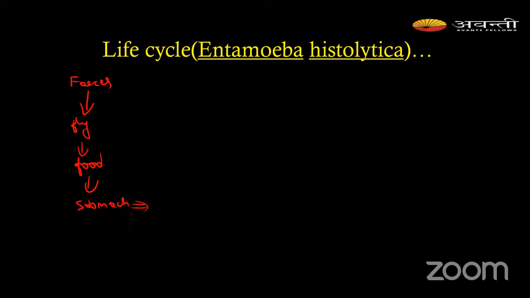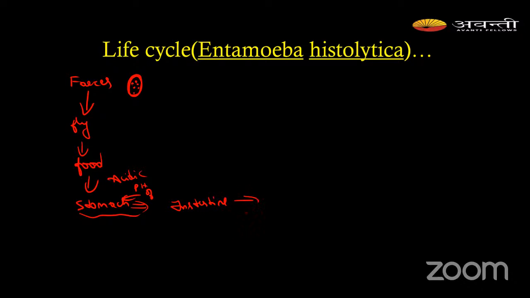In the stomach, we have acidic pH, right? See here, this Entamoeba histolytica is present in a cyst. In the cyst, there are so many Entamoeba histolytica. But what will happen? The cyst wall is very protective, and it is not going to be damaged by the acidic pH of the stomach. So next, what will happen? It will enter into the intestine, right?